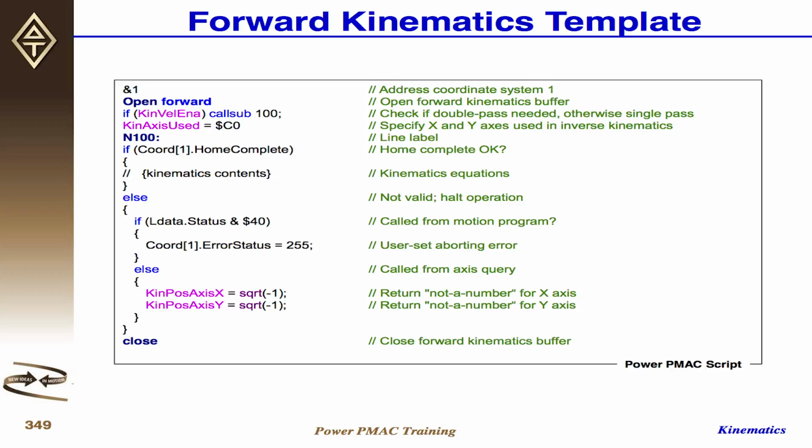I set the coordinate system error bit to 255. If not, then that means it's called from an online query command. Then I output a not-a-number value into the king axis position. Okay? Any questions so far?